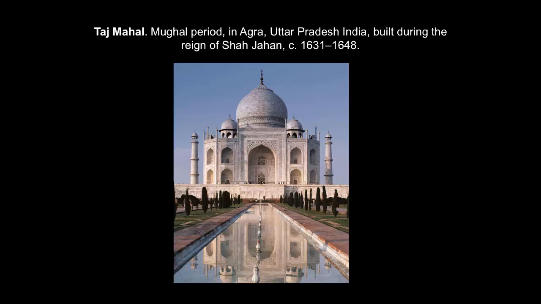Jahangir's son Jahan commissioned one of the best known buildings in the world for his favorite wife, Mumtaz Mahal. So this mausoleum, the Taj Mahal, is a mausoleum built for his favorite wife, and it drew on the traditions of funerary buildings of the past, but was also creating something monumentally grander than all of those buildings.